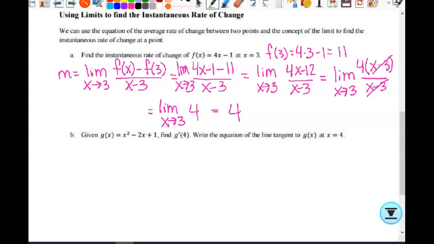Okay? So here's what we just found, just so you understand. We found the instantaneous rate of change, the IROC, at x equals 3 is 4. So if we're talking speed, at 3 minutes, we were going 4 miles per hour at that instant speed.